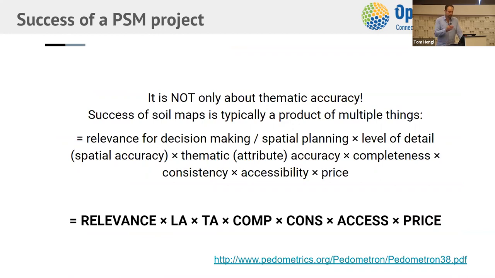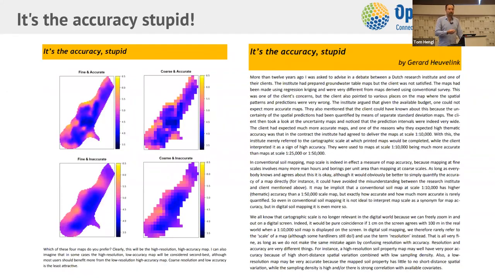Then you have also location accuracy. You can make a map that on average, when you do cross-validation, is more accurate. But the map's about two things. The maps are about where is it and how much is it. So it's not only how much is it. You also have to know where is it.